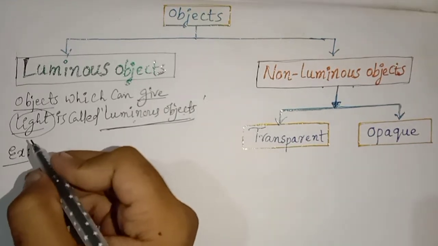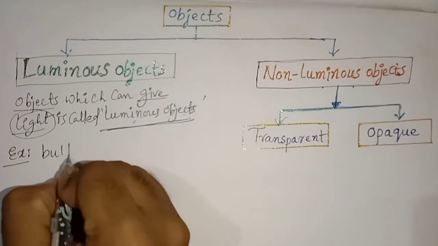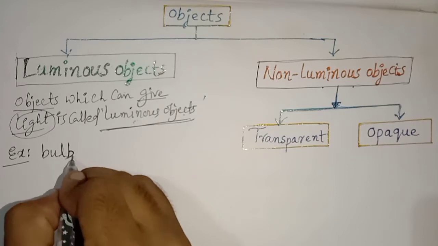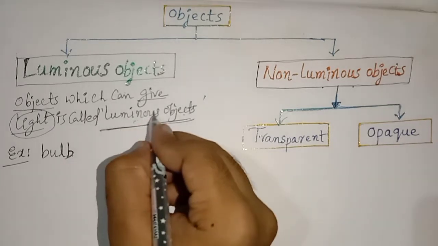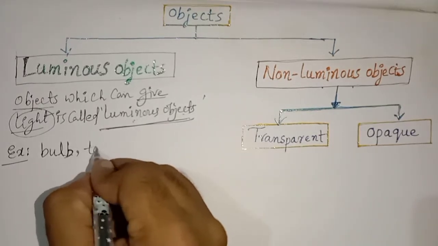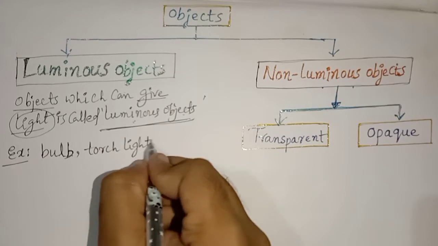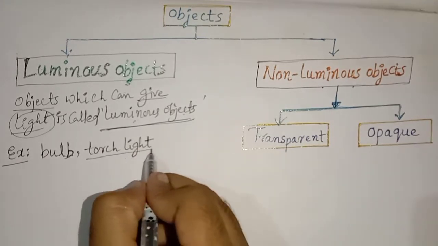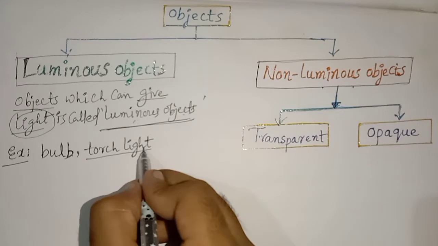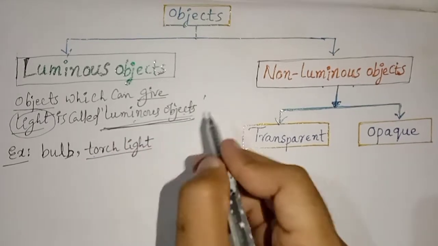Note down the examples. So what are the examples here? Bulb. Does a bulb give light? Yes, a bulb can give light. So a bulb is a luminous object. And one more example, torchlight. When you switch on the torchlight, does it give light or not? Yes, torchlight can give light. So torchlight is a luminous object.